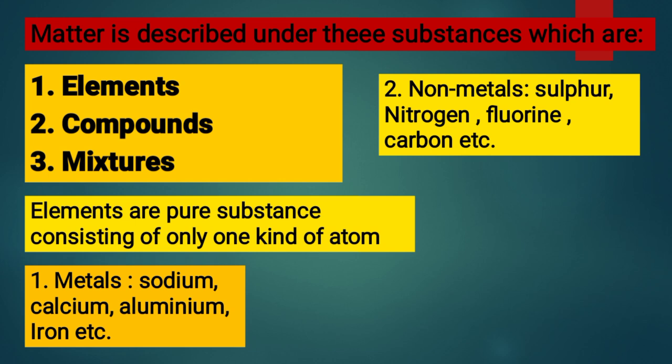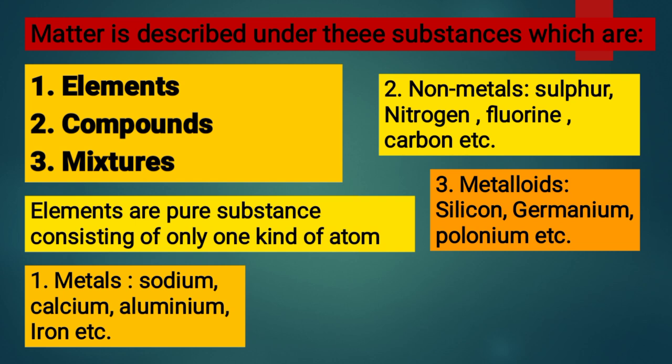But we have another one that is not metal, not non-metal. We call it metalloid, which has in-between properties like metal and non-metal. Examples of that are silicon, germanium, polonium. For metals, we normally see them on the periodic table at the left-hand side and the transition metal side or transition block. For non-metals, we normally see them at the right-hand side of the periodic table. And the metalloid is actually the division that divides the metals and non-metals.